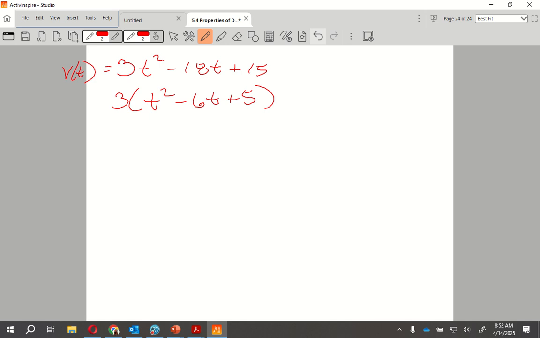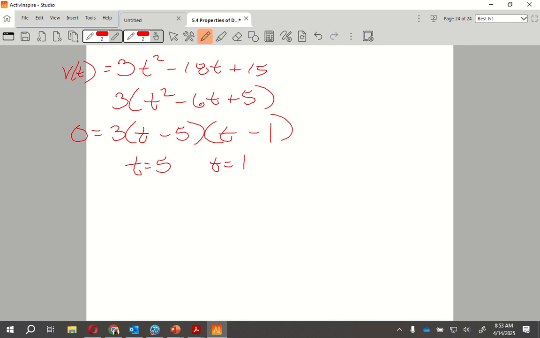So I factored a 3 out of that. And let's factor it some more. So I got some t's over here, right? Now, what are the factors of 5 that will add together to be negative 6? Negative 5, negative 1. Those multiply to be positive 5, add together to be negative 6. So using those, because I know I need to set these equal to 0, t is going to equal positive 5, and t is going to equal positive 1.